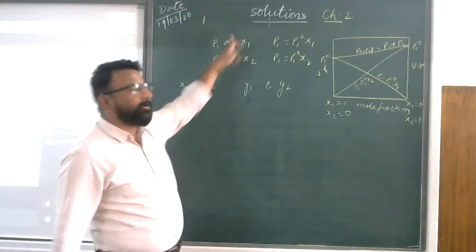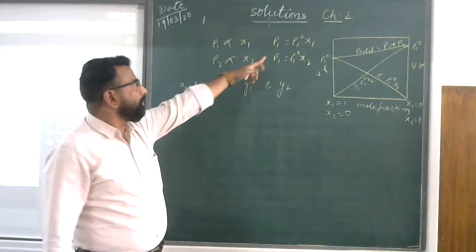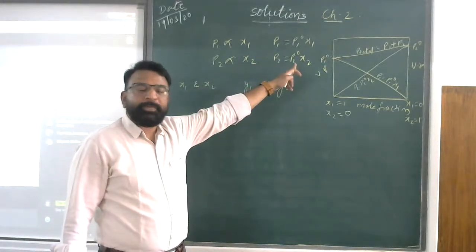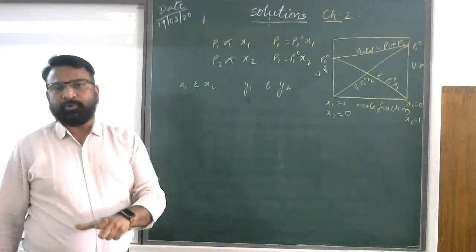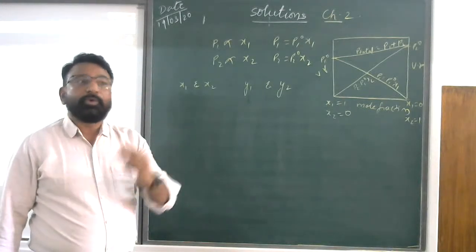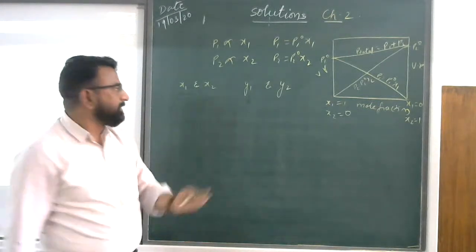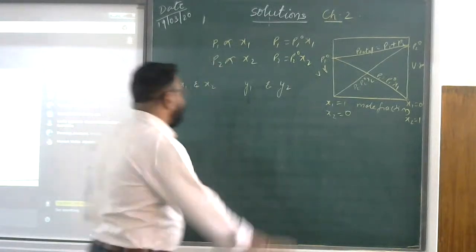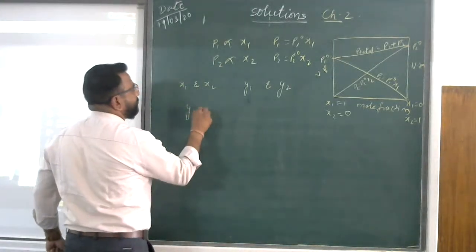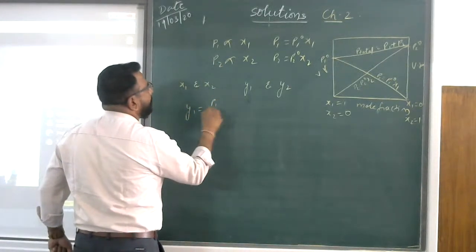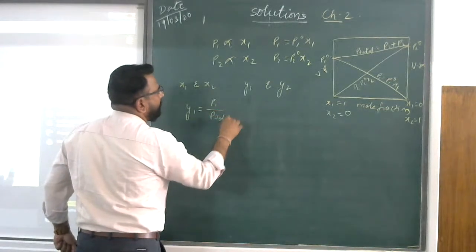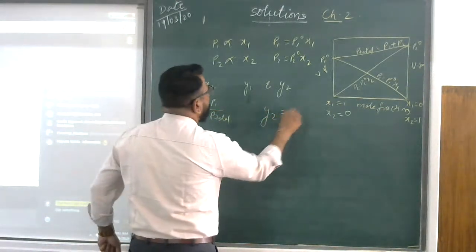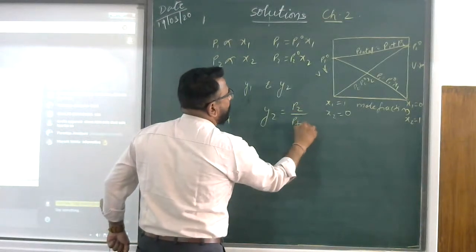x1 and x2 we can find out by these formulas: P1 is equal to P1 naught x1 and P2 is equal to P2 naught x2. But what about y1 and y2? In the case of y1 and y2, another formula will be used, in which we will use P total. y1 is equal to P1 upon P total, and y2 is equal to P2 divided by P total.